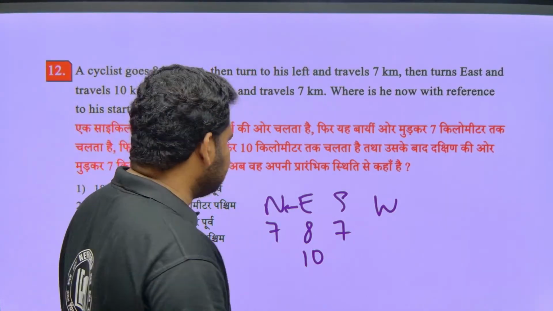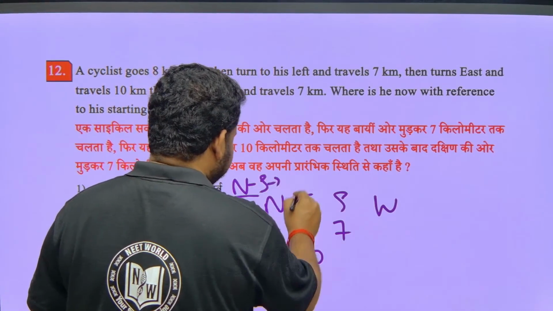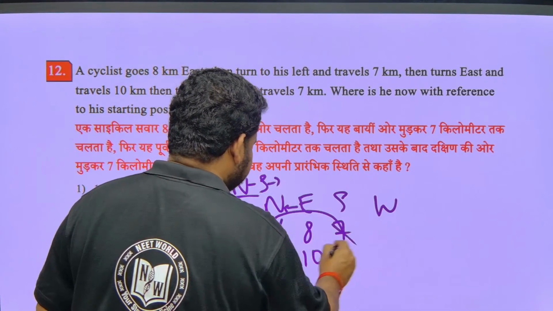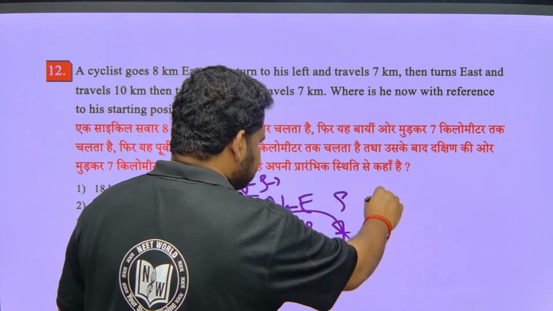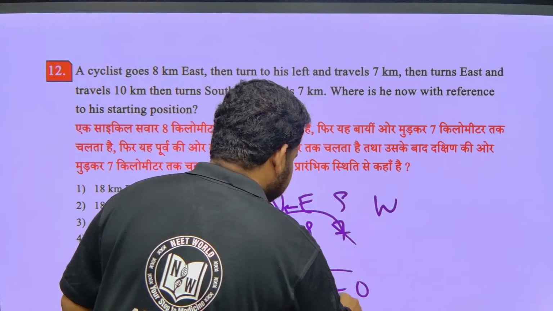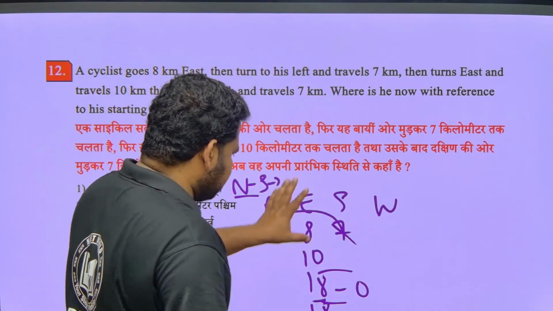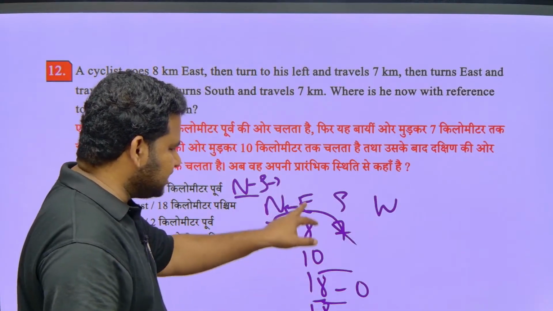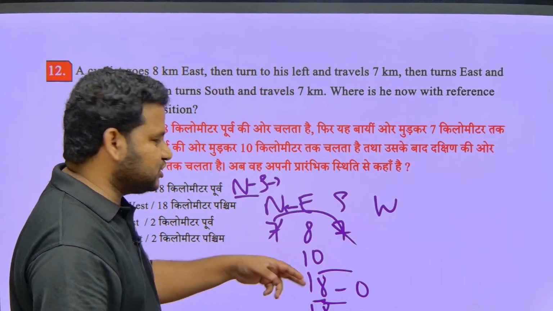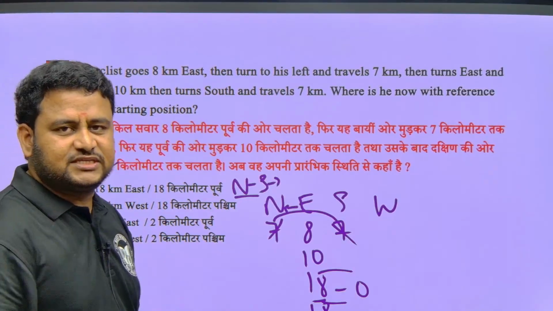First of all, what we have to do? North and south difference. North south difference is 7 minus 7, 7 and 7 I can cancel, which is 0. East and west difference is 18. 18 and 0, I am getting it as 18. And it is in which direction? The final value, 18, is under east direction. So the answer is 18 km east.